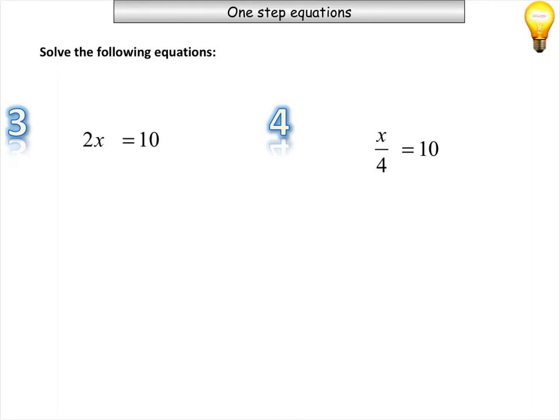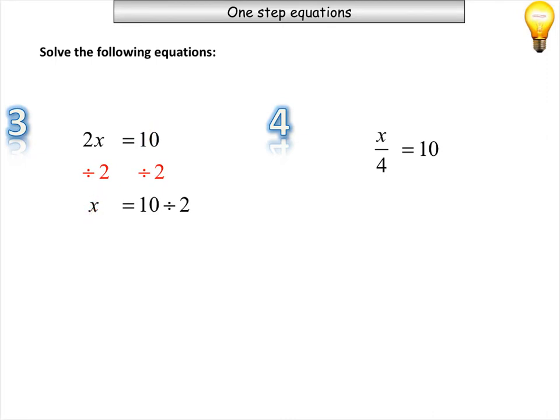Okay, another couple of examples on one-step equations. So with question 3, it says 2 times a number, so that's what this operation represents. 2 lots of a number equals 10. What's the opposite of multiplying by 2? Now, if you said dividing both sides by 2, you are correct. So if we have 2x divided by 2, how many x's do we have? If you said 1x, fantastic.